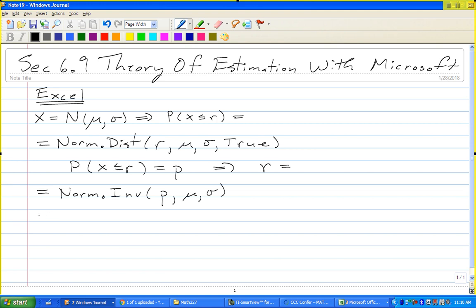Next, if you had some t random variable with degrees of freedom nu, then if you wanted to figure out the probability that t is less than or equal to r, you would use the command t distribution, r, degrees of freedom, and again true because it's a cumulative.